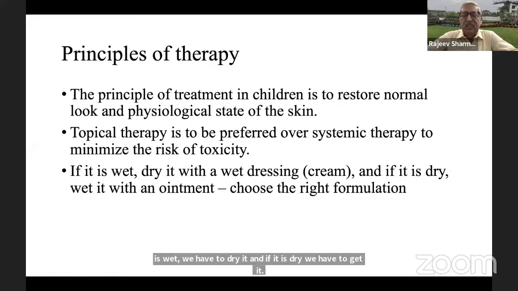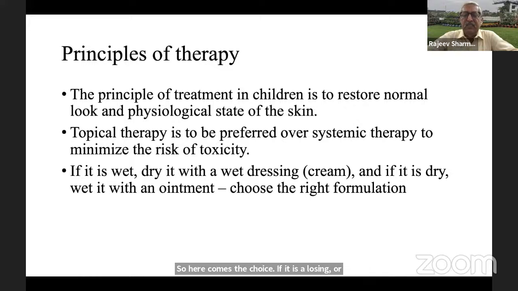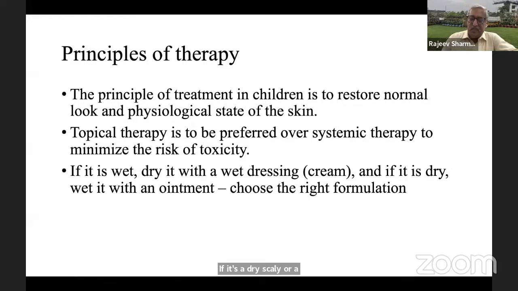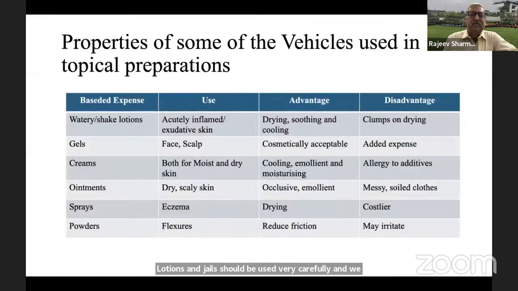If it is an oozing lesion or a wet lesion, you have to use a cream. If it's a dry, scaly, or a thickened skin lesion, then you have to use ointment. Lotions and gels should be used very carefully, and we will again talk about it. So these are the various type of preparations that we keep using in dermatology practice.